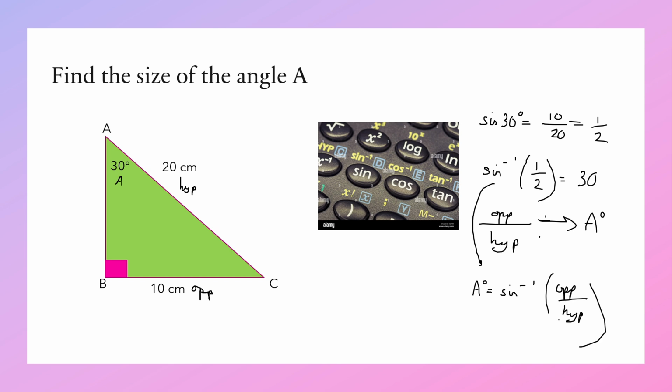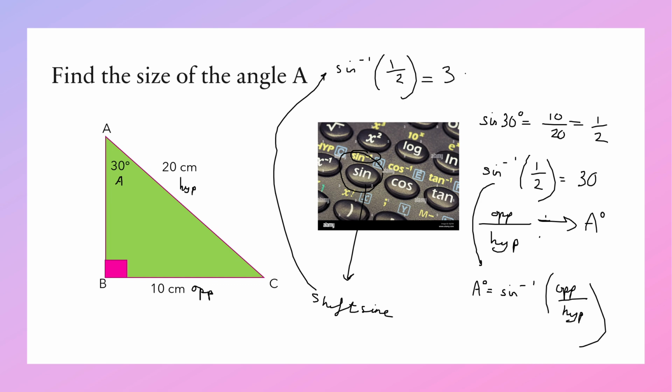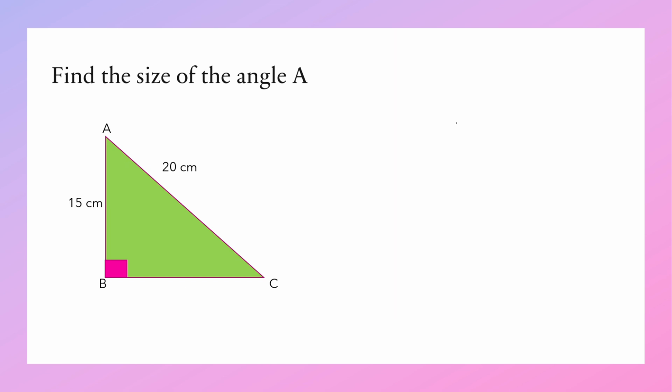Now let's look here. I've got my sine here, and to get to sine minus 1, you press shift and sine. So maybe check your calculators. You know your calculator's working if, when you press sine minus 1 of a half, you get exactly 30. If not, then there's an issue. Let's look at another one. This time I'm going to ask you to find angle A.